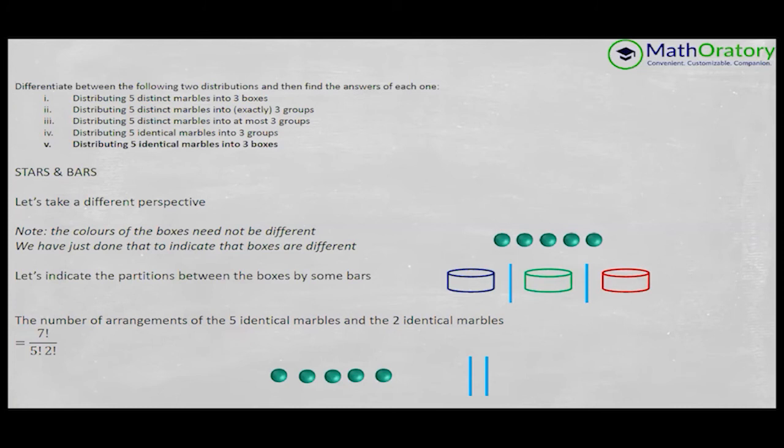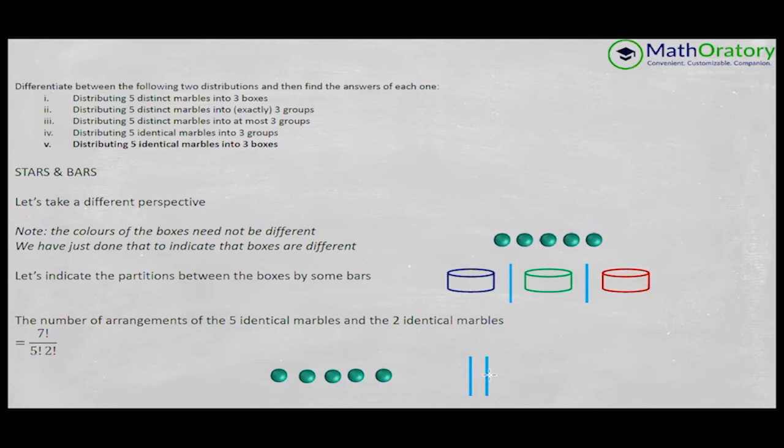If you remember the letter distribution that we discussed in the previous class, you'll understand this idea. Since the 5 marbles are identical to each other, the arrangement among the marbles doesn't matter. And the bars also are identical, right? The partitions are indicated by the bars. So whichever is the left bar, on the left-hand side of it you will have the blue box.